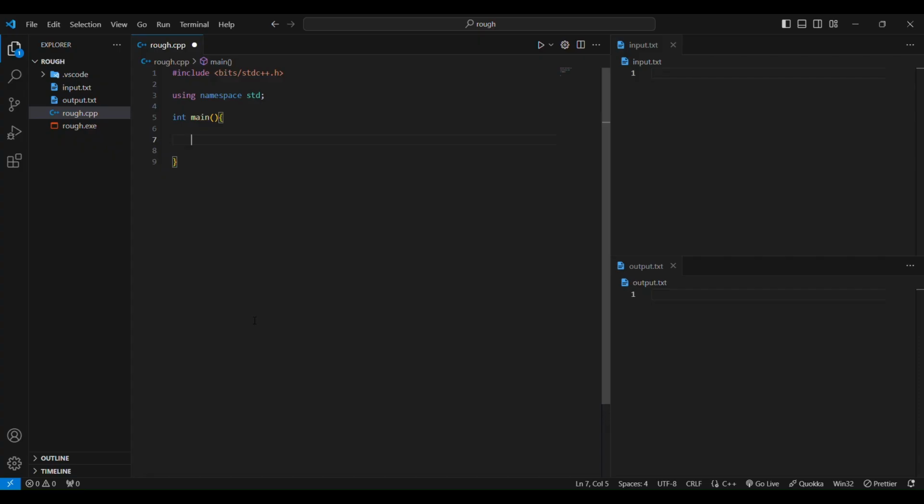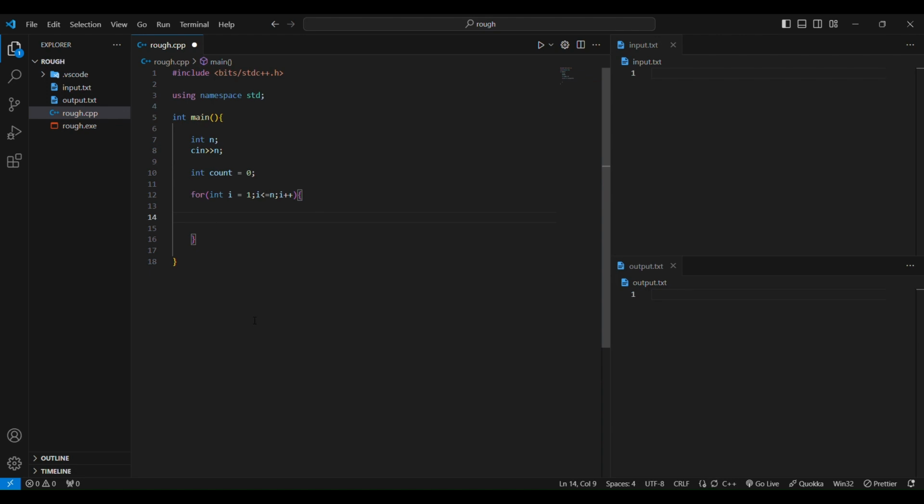So let's code the solution. Int n, take the input. We are going to maintain a count variable, for int i equals 1. i starts from 1 and will go till n. This is the brute force solution. After this, we will go for the optimized one, that is square root of n. Till square root of n, we will be going.